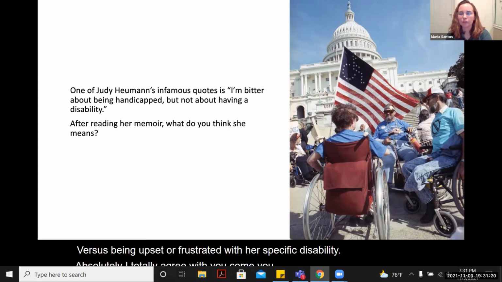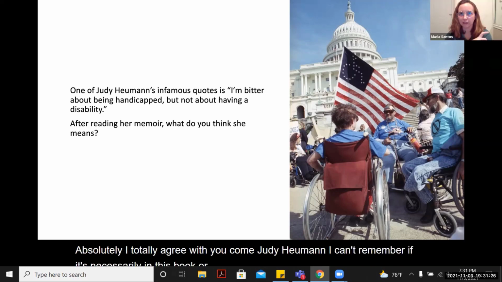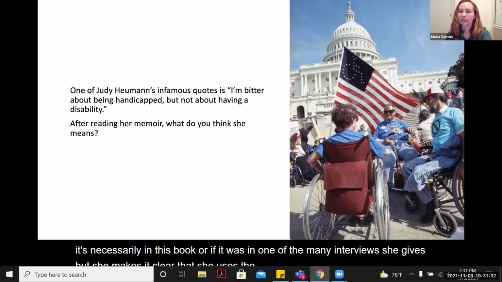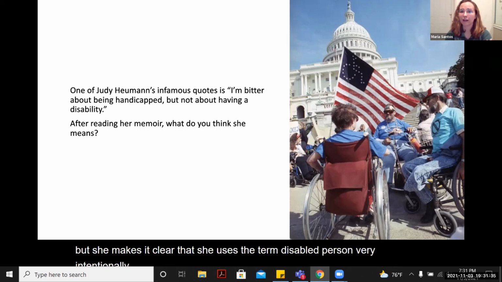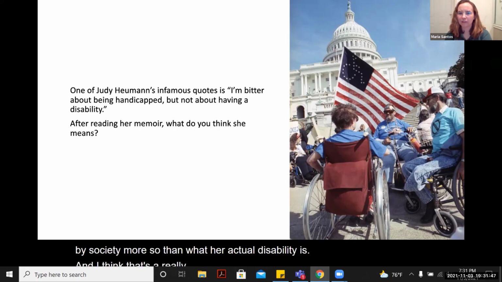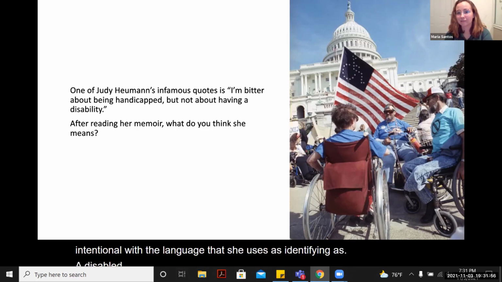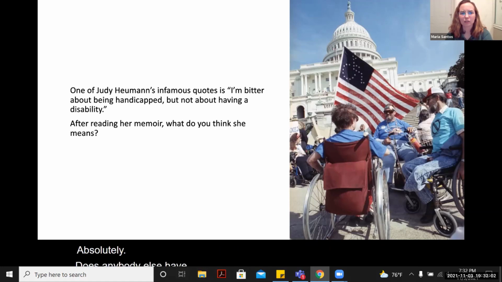You know, Judy Heumann, I can't remember if it's necessarily in this book, or if it was in one of the many interviews she gives, but she makes it clear that she uses the term disabled person very intentionally, because she's pointing out the fact that she has been disabled by society more so than what her actual disability is. So yeah, I think that's a really key point that she makes regularly, and is intentional with the language that she uses as identifying as a disabled person by society. You know, absolutely. Does anybody else have any thoughts on that quote?